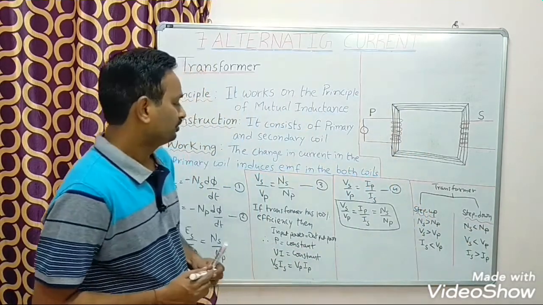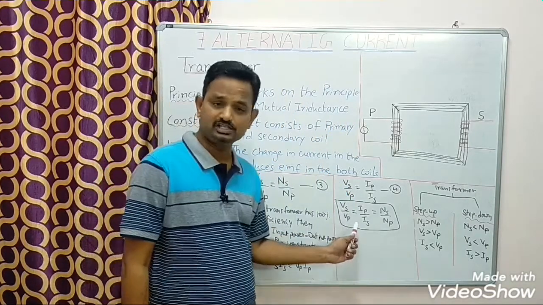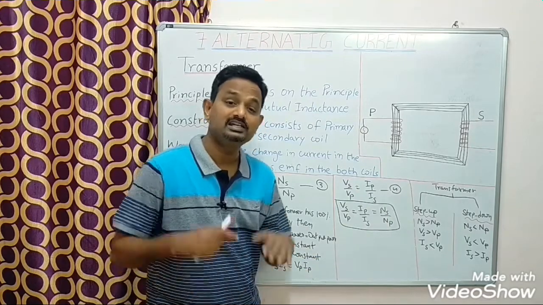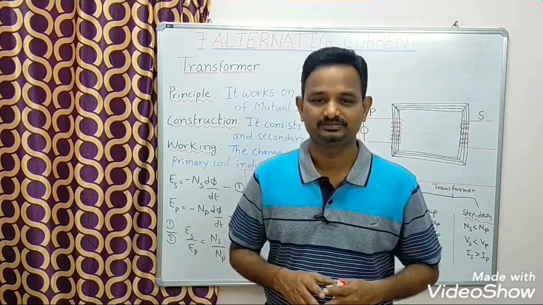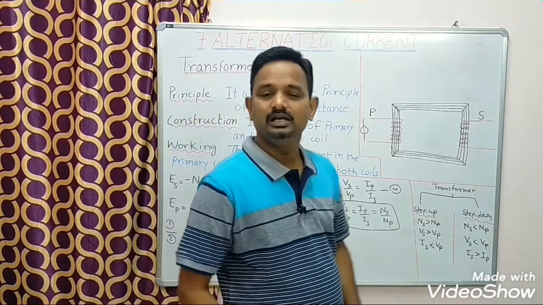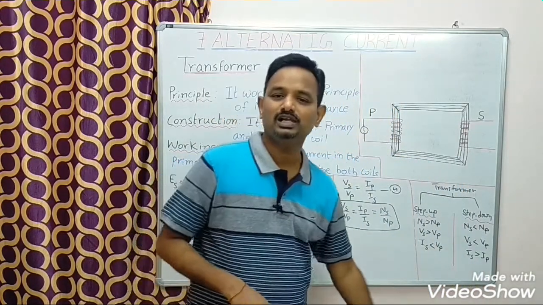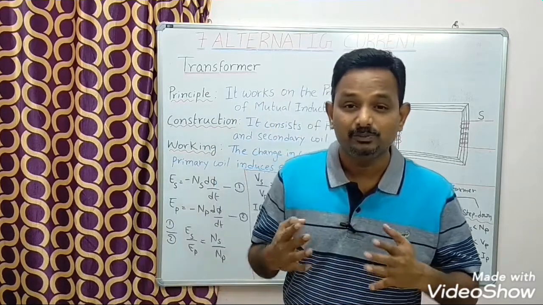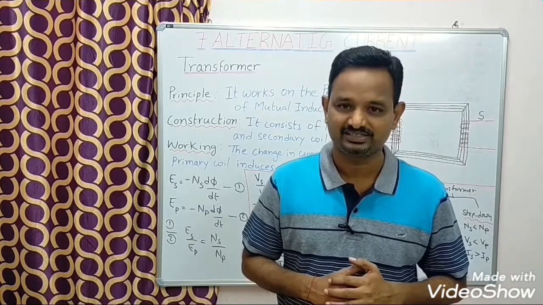Usually this equation Vs by Vp equal to Ip by Is equal to Ns by Np is applicable only for ideal transformer. Here ideal transformer means input power should be equal to output power, but usually it does not happen. Why? Because there will be an energy loss. How will energy be lost? Now we will discuss that.